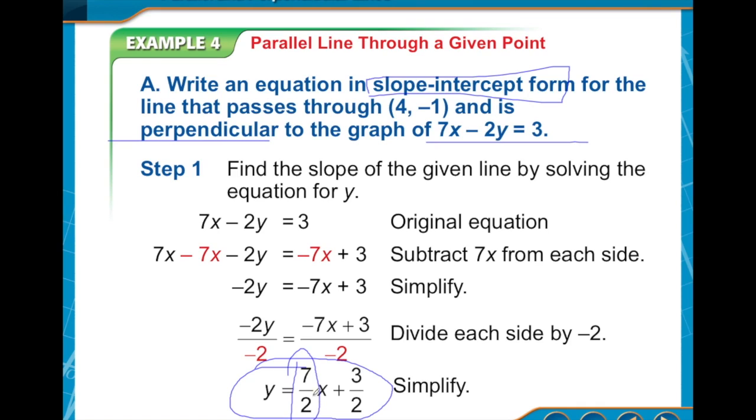Well, that would be a number that multiplies to -1 with 7/2. So 7/2 times what number would multiply to -1? Well, it would be the reciprocal of that, -2/7. That would equal -1. So the slope of the line that we want is going to be -2/7. That's the slope of the line that we need to find.